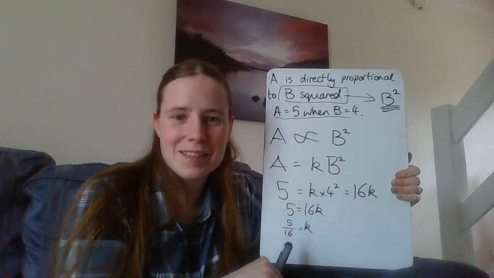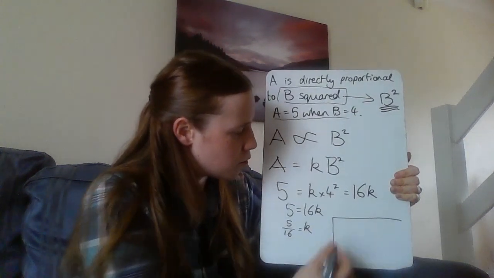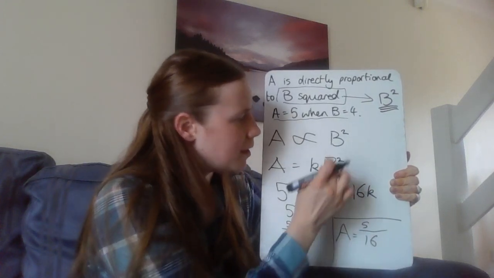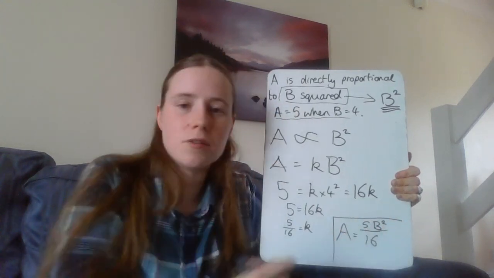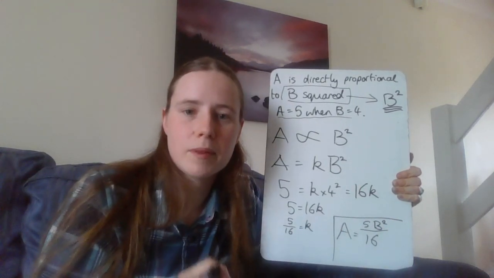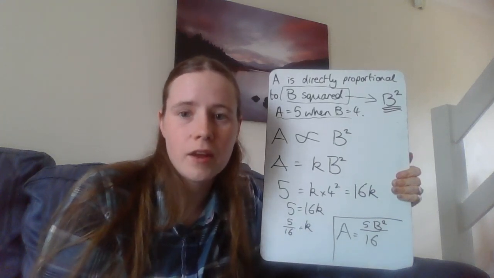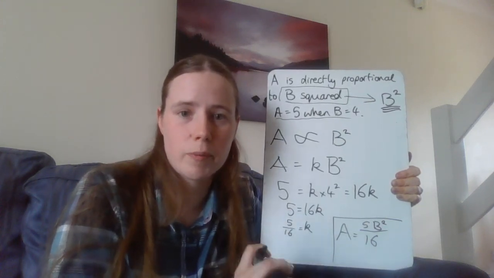Lots of people do it right till this point and then forget the squared. So you've got to remember you still need it in there. So my formula is A is equal to 5/16 of B squared. Remember to keep the squaring in. And if you ever have to use that formula, make sure you keep the B squaring in and remember to do the squaring. As long as you do that, you've just got one additional level of thinking to put into the questions and you will be fine.